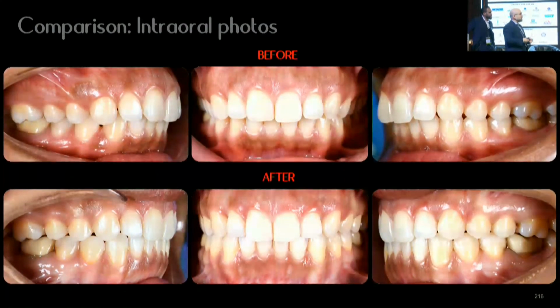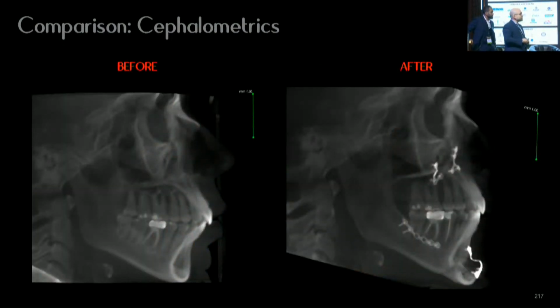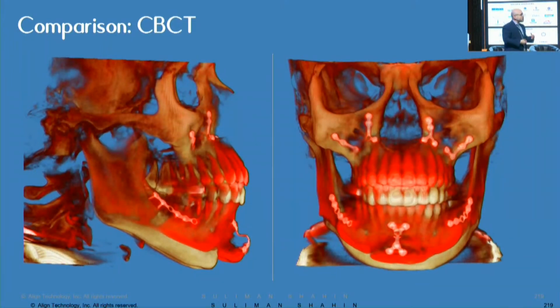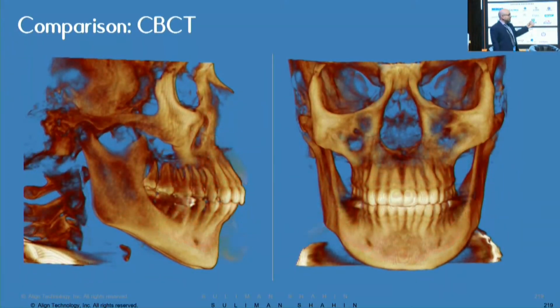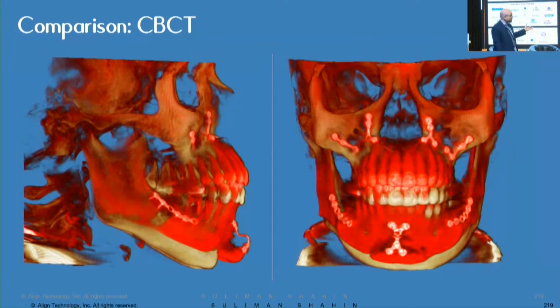Before and after, excellent class 1 occlusion, as you can see on both sides, midlines are on. And this is her cephalometric before and after. And this is CBCT superimposition. You can see the amount of change that happened. I really have to commend Dr. Mu'min for the change that he made.